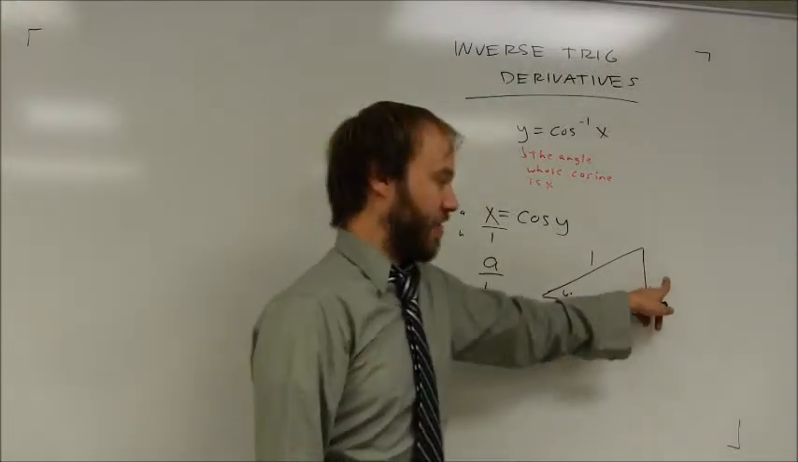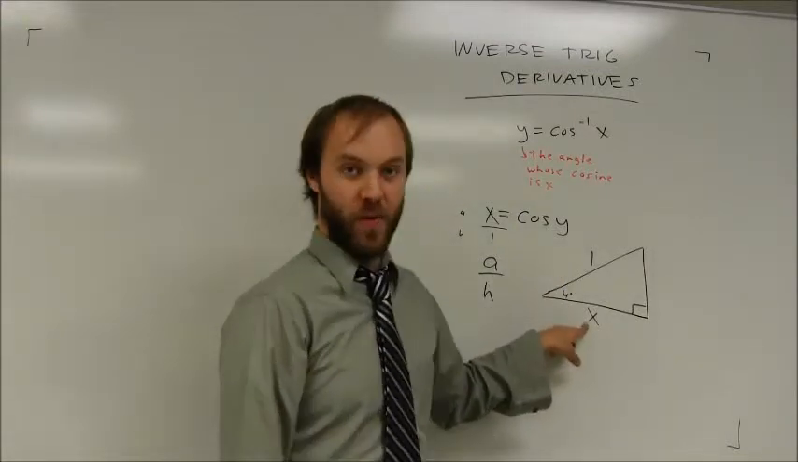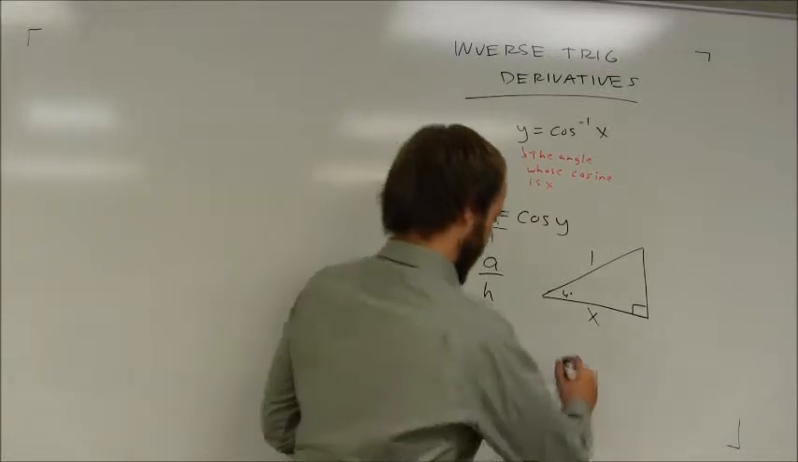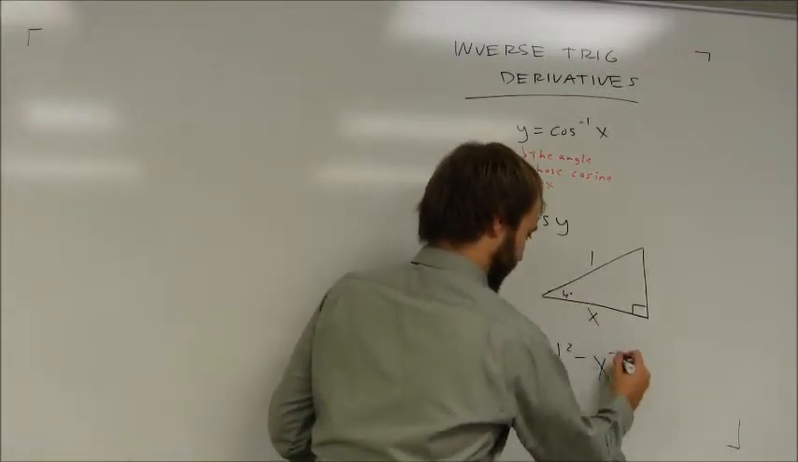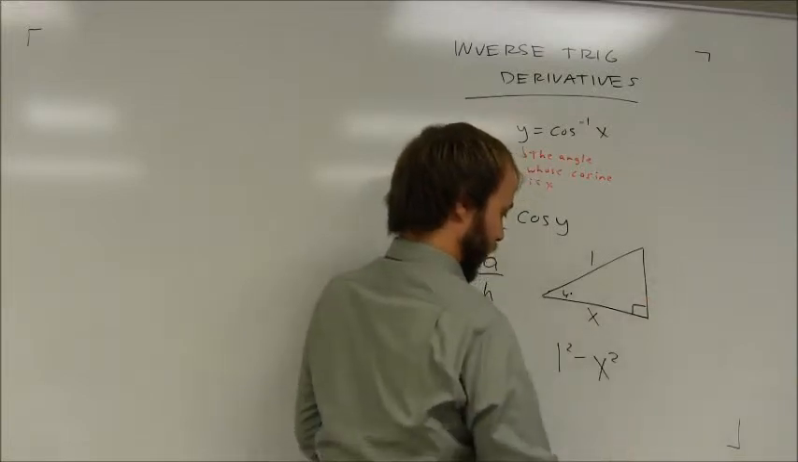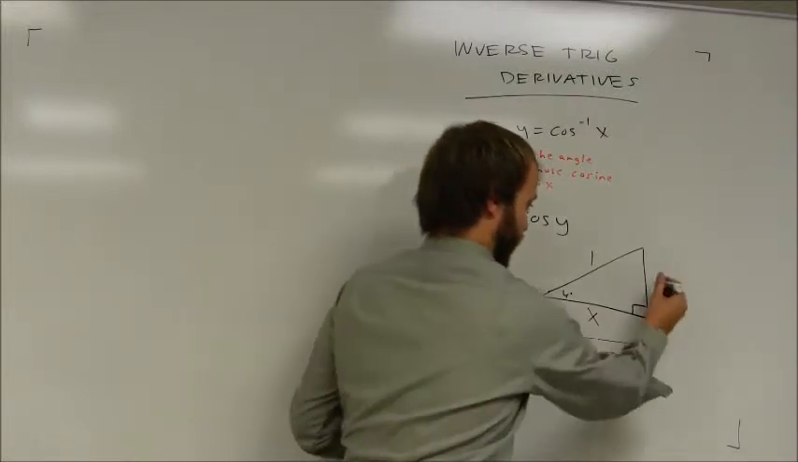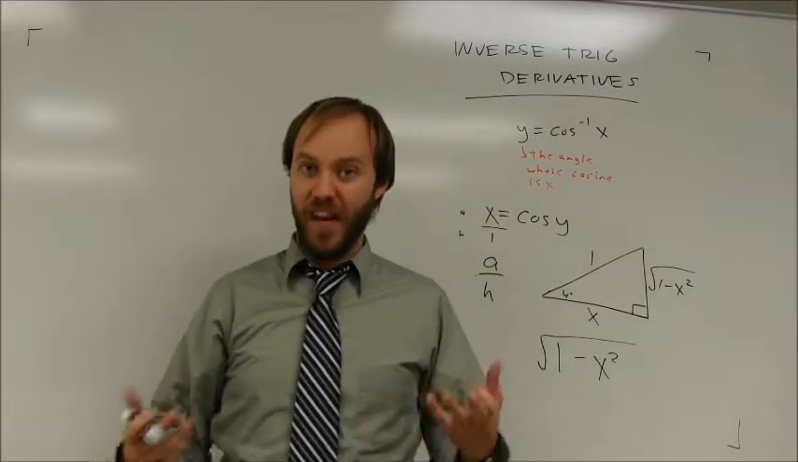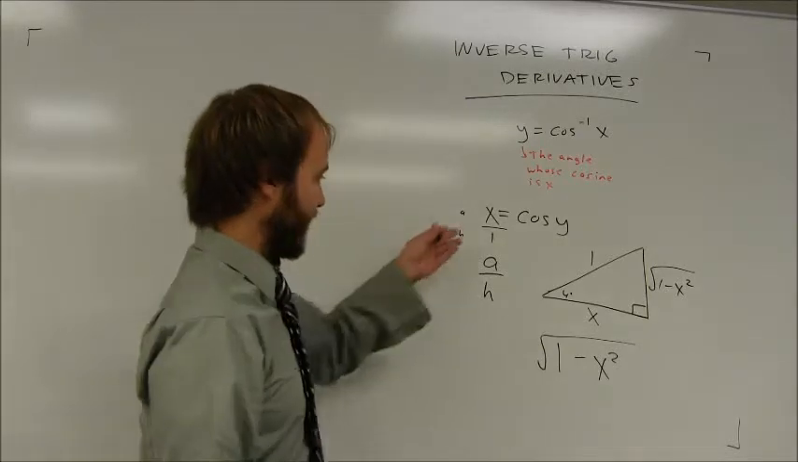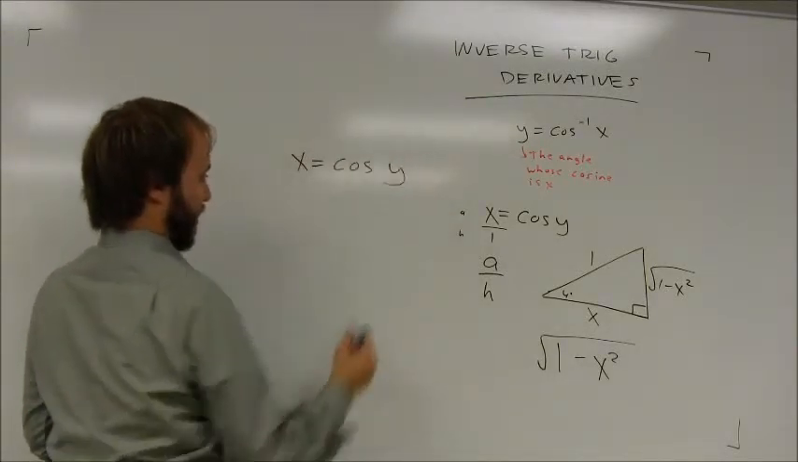And if I wanted to find the third side, it's going to be the hypotenuse squared minus this side squared is equal to the third side squared. So that would be 1 squared minus x squared is equal to the third side squared. I can take the square root there, and of course that's just going to be radical 1 minus x squared. Hopefully not too bad. Now, if I want to take the derivative here, I have x equals cosine of y.